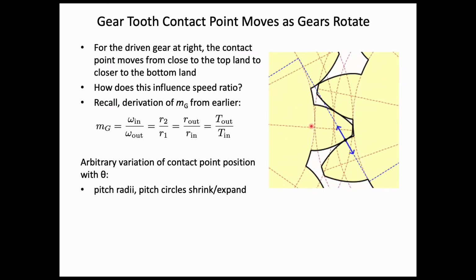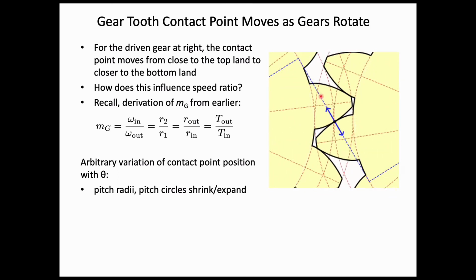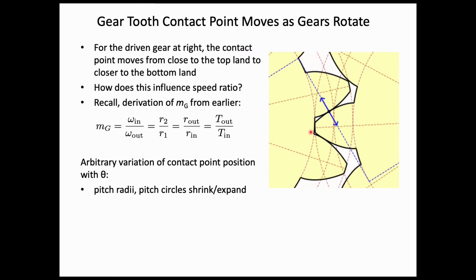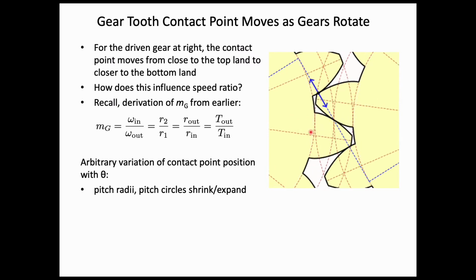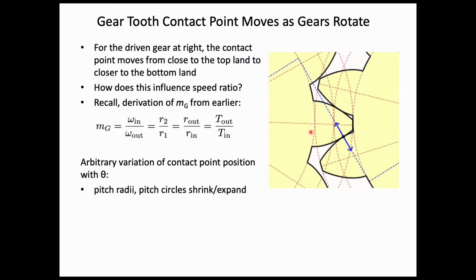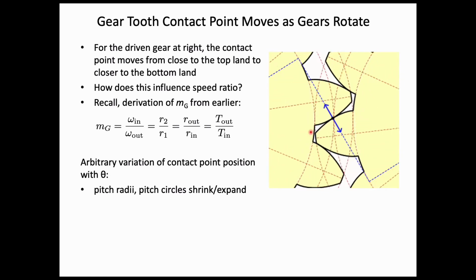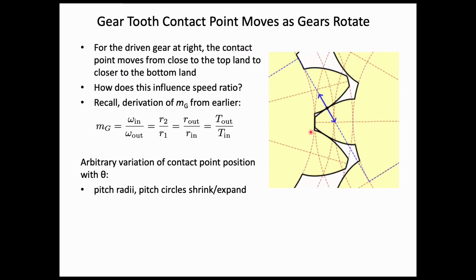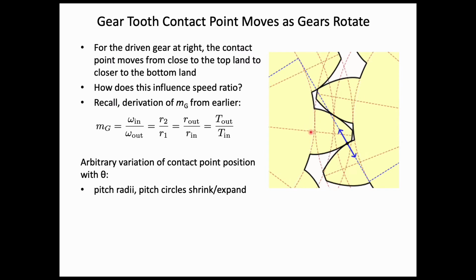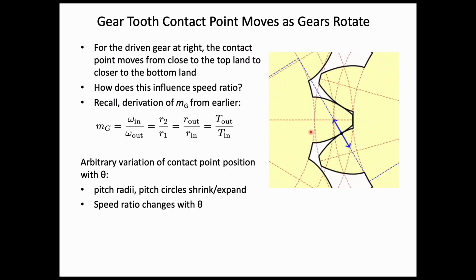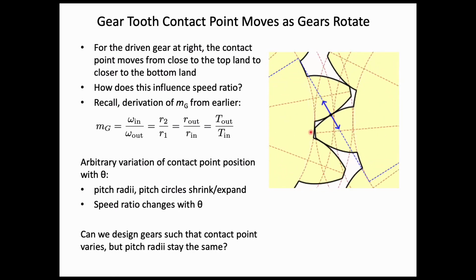If we had a poorly designed gear animated like this, and at each time step we would adjust the pitch circles to show what the equivalent pitch radii and pitch circles are at each position, they would be shrinking or expanding, and it would be a lot more clear how the speed ratio is changing with this surface that does not provide conjugate action. If that's the case, the speed ratio changes with angular position.